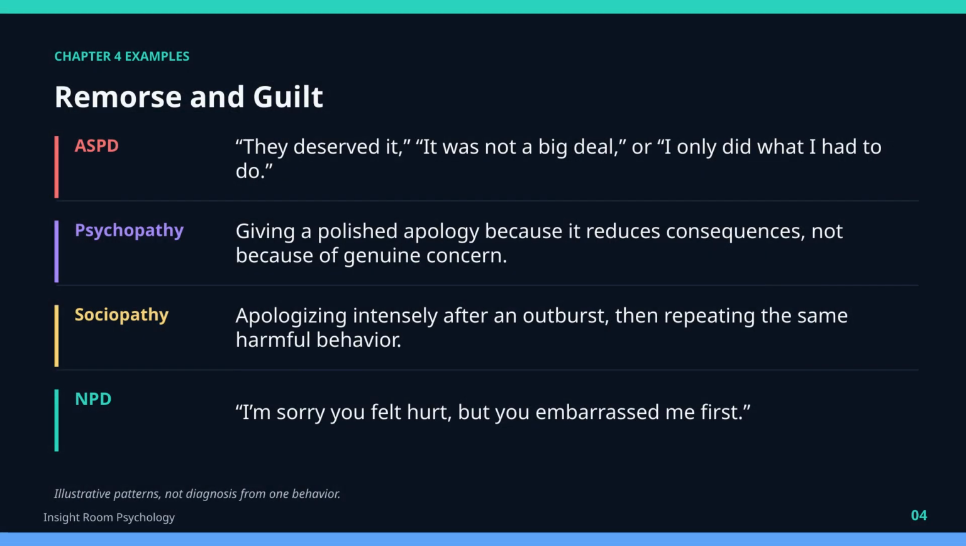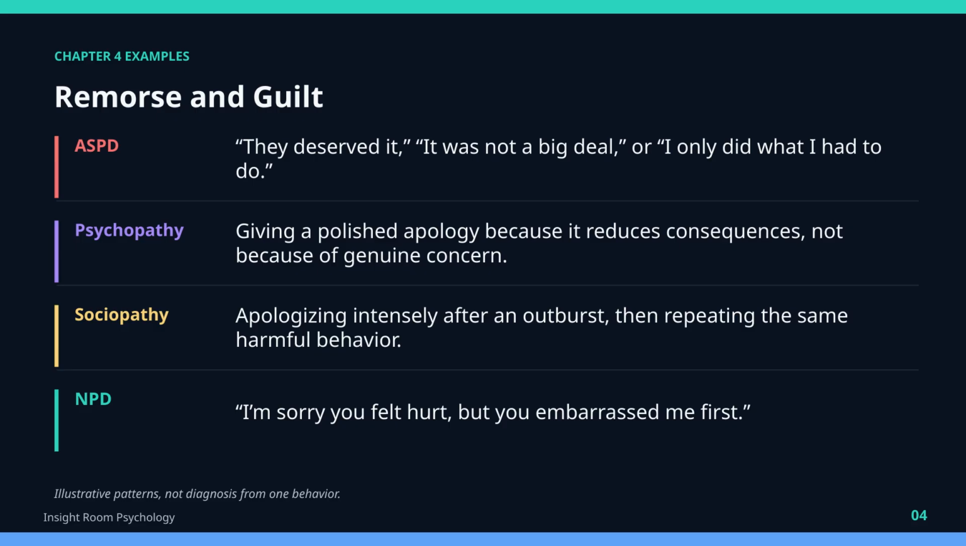With psychopathy, low guilt and low remorse are often central features, but the person may still be very good at performing remorse when it is useful to them. For example, someone may offer a polished, articulate apology because it reduces consequences, repairs their image, or helps them regain some sense of control, but the apology does not reflect genuine emotional concern.